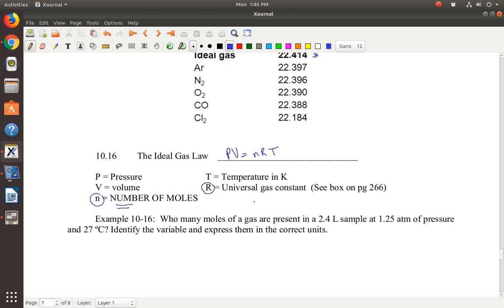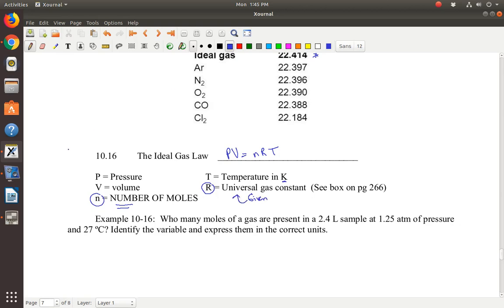And don't ask me why they use the R instead of a C or K. Well, I guess they don't use K because that's kelvins. But R is a universal gas constant. And there's a bunch of different options. You'll be given all of these. You're always given the R value.